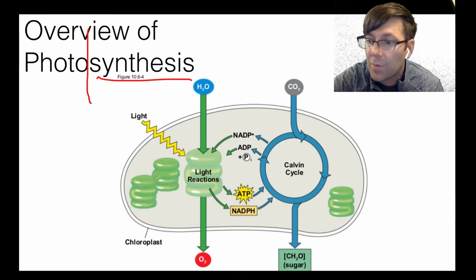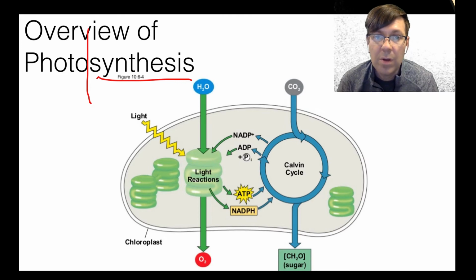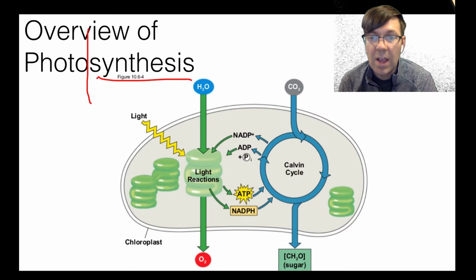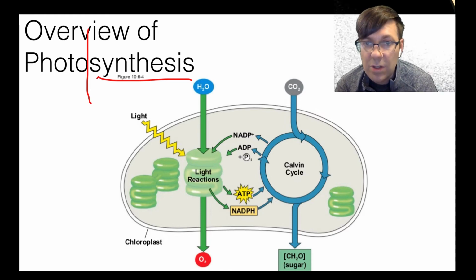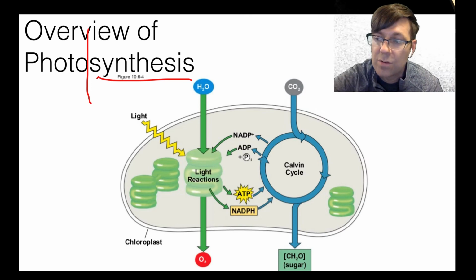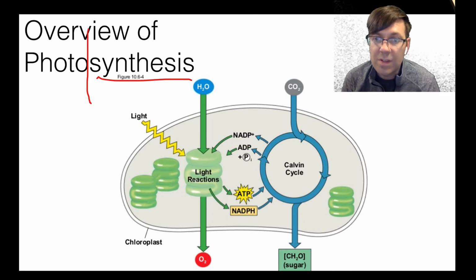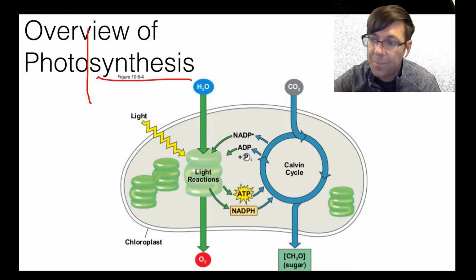But before we get to details, I want you to keep in mind this overview. The light reactions charge these electron carriers, and then the Calvin cycle uses those electron carriers to power this manufacture of sugar. Okay? If you can stick with that idea, that's most of the detail you're going to need for AP Bio.